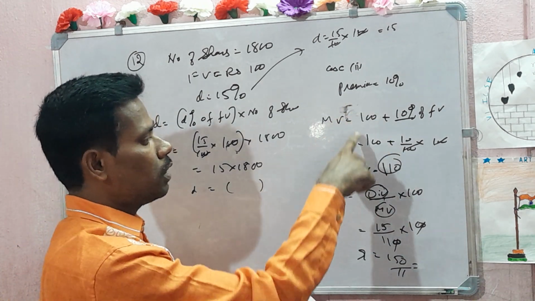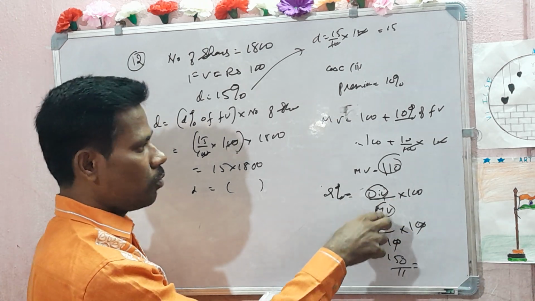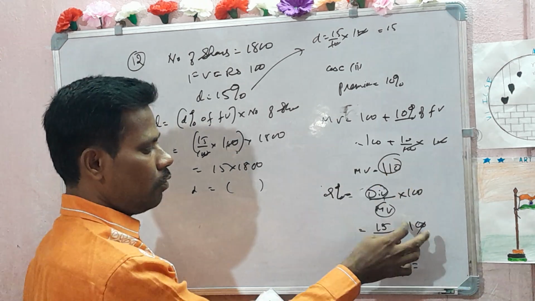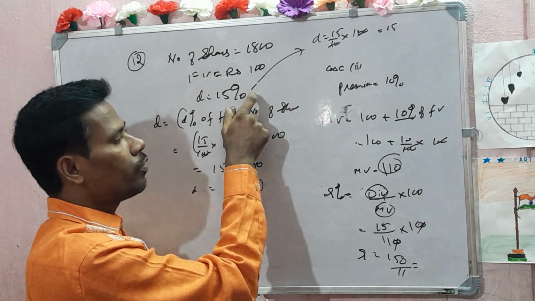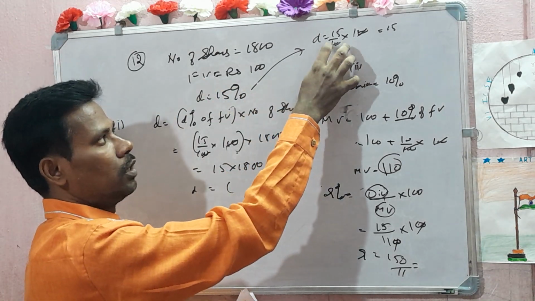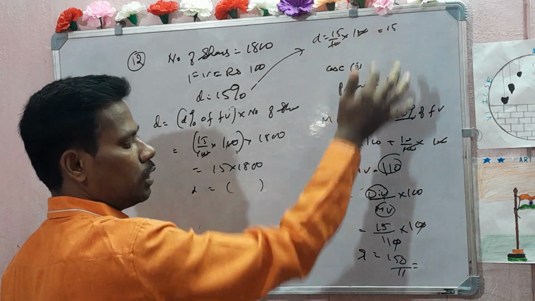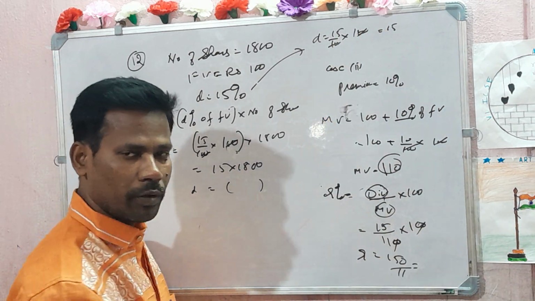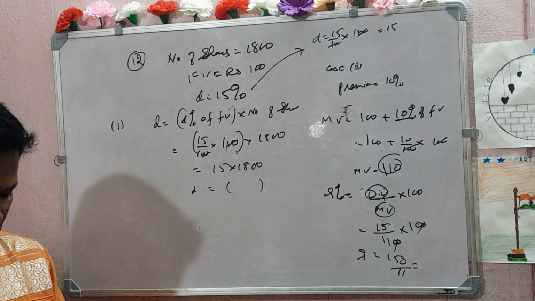So that is nothing but 8%. Apply this formula: dividend by market value into 100. So market value of each share is 110. Now dividend, what is the meaning of this? D is equal to 15%. Go for basics which I have explained in the beginning of the class. D is equal to 15 by 100 into 100. D is 15. So simplify this, you will get this, and this simplification you do by yourself.